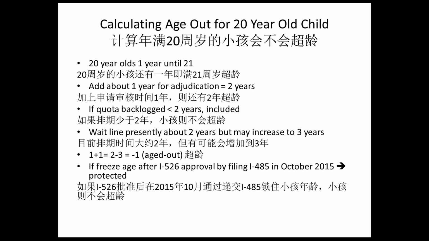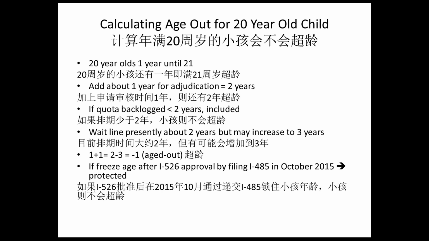I don't want to spend too much time with this chart, but I want to explain again how this works. A 20-year-old has 1 year until he turns 21. You are allowed to add the 1 year for adjudication, so that is 2 years. If you are backlogged less than 2 years, a 20-year-old at the time of filing is protected.